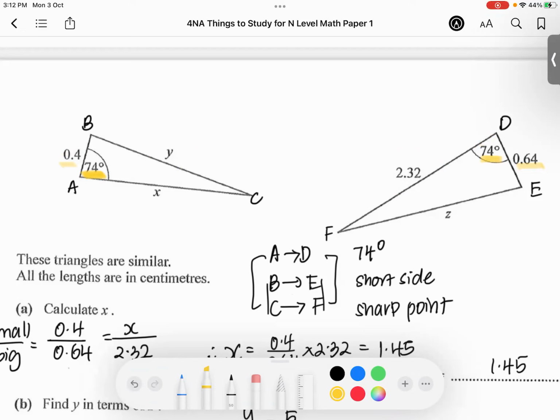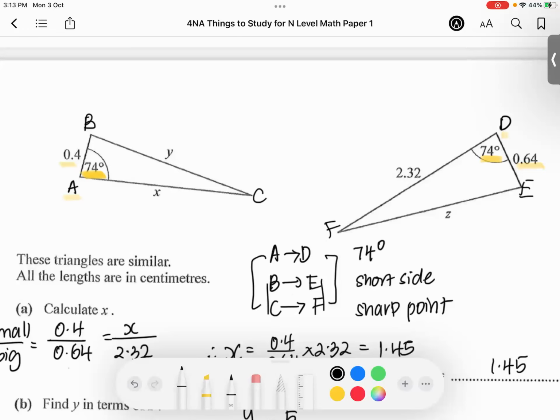This means, okay, you notice I had a diagram on my own, I labelled it on my own. So this means if I were to have point A, angle A, ABC, this angle A over here must match with 74 degrees, which is this angle D that I called on my own. Then I look at the shorter side, A to B. So I will call this my shorter side. So where is the one that's on my shorter side? D to E. So here will be my shorter side. So B matches with E, the shorter side. Then I have my sharp point, C with my F.